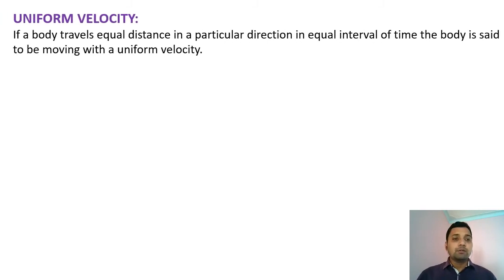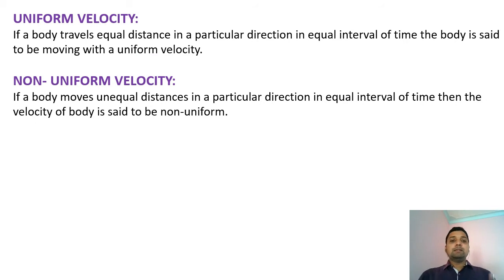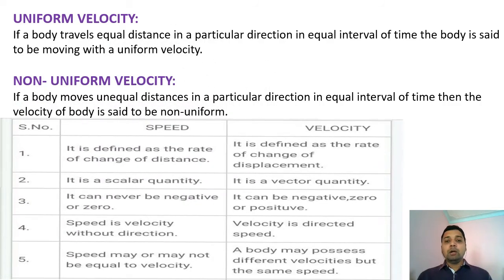In velocity also we get two types. One is the uniform velocity: when a body travels equal distance in equal intervals of time in a given, particular direction, that is the uniform velocity. But when the direction changes, that is non-uniform velocity. We get the constant velocity also, where the velocity remains constant from one point to another. So now we have two terms, speed and velocity.